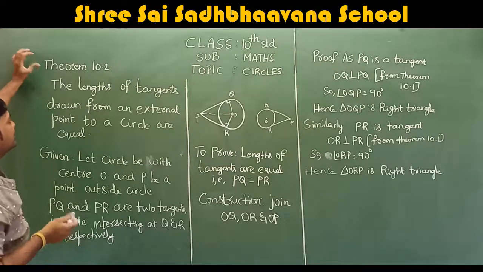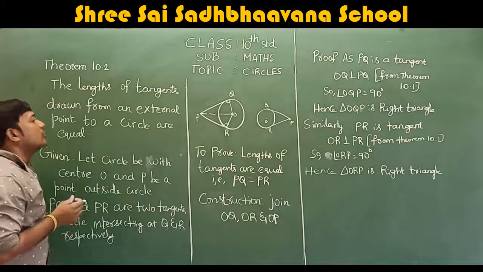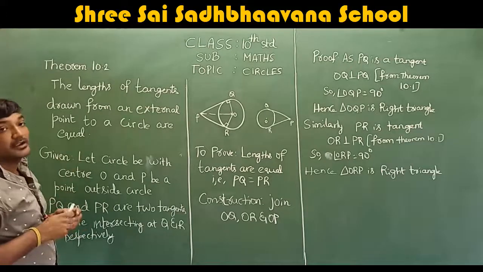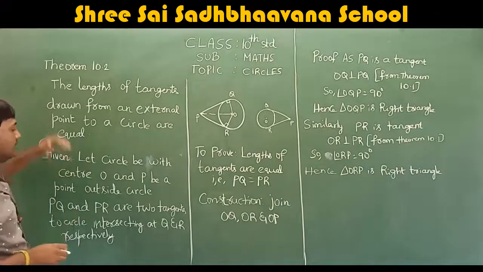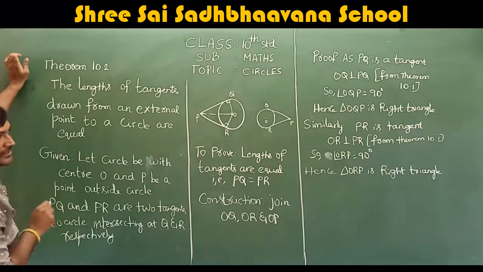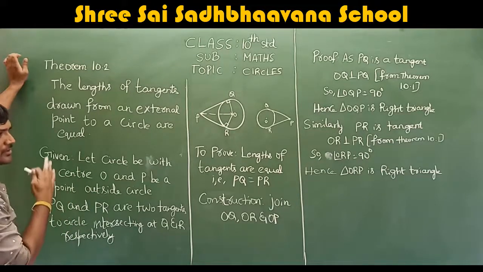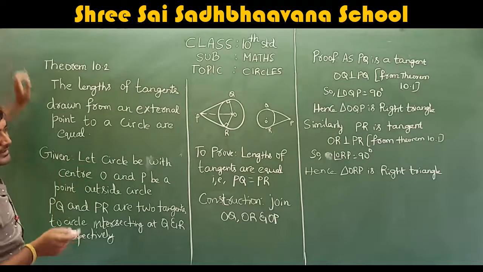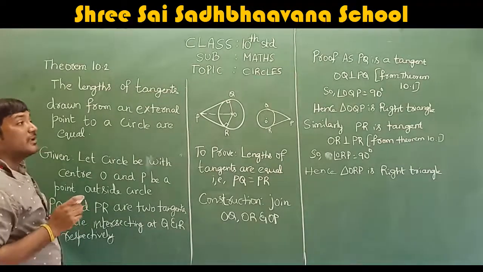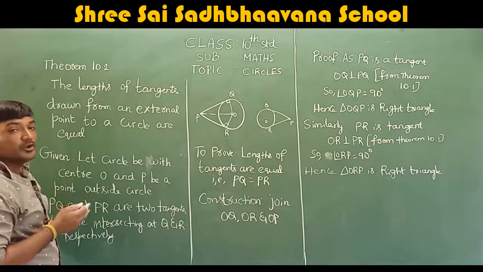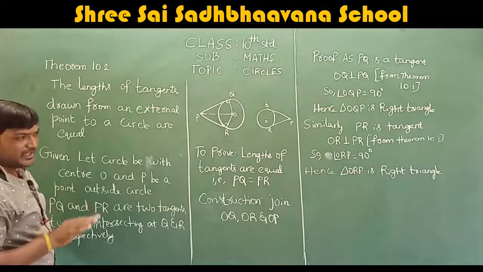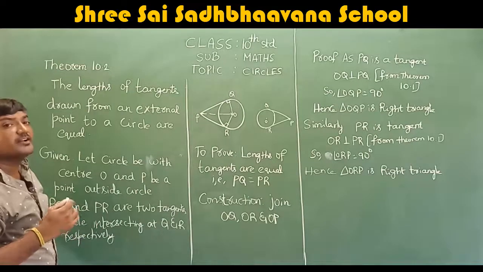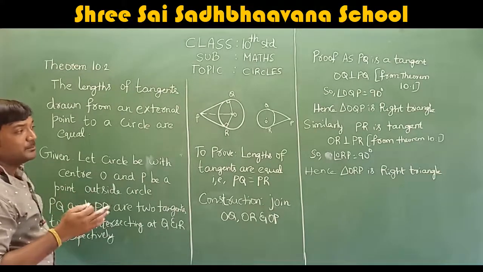I'll repeat the statement: the lengths of the tangents drawn from an external point to a circle are equal. That is the statement we have to consider. First you have to write the given. Whatever working I have written on the board, this is in the textbook, but they just wrote it directly, which you cannot understand easily. So I made it very simple.